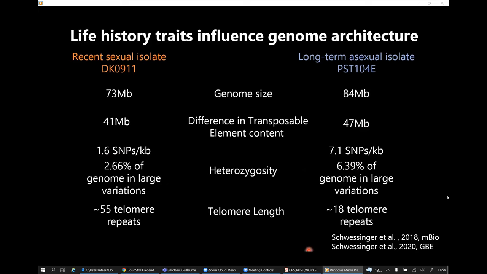The other thing we also showed is telomere shortening. Telomeres in fungi are already really short, but they got even shorter in the long-term asexual isolate.